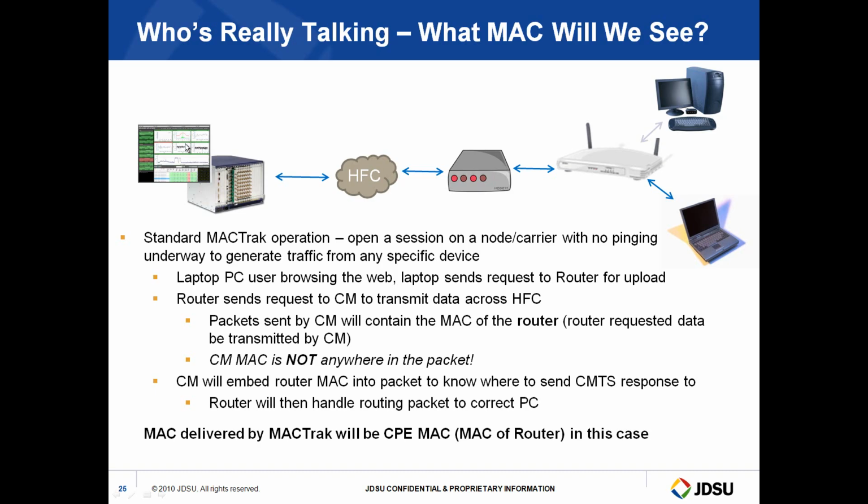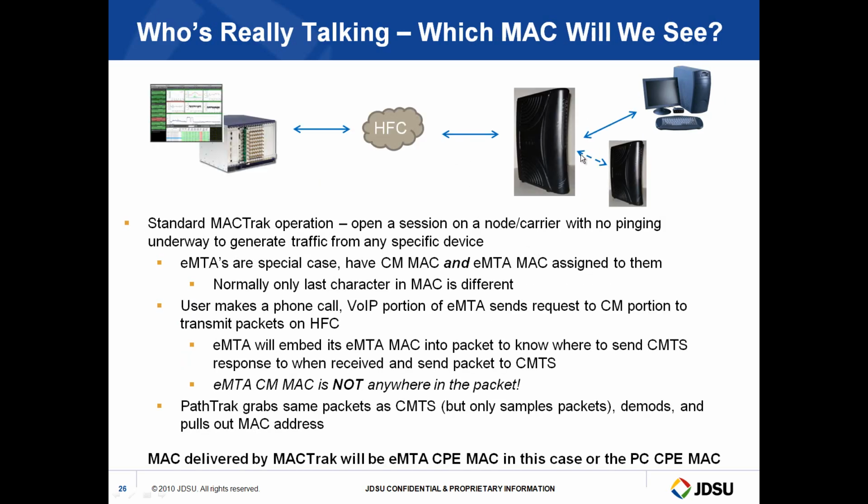In that case, PathTrak would get the router MAC, which to your CMTS and to your back office systems is the CPE MAC, so it's still not a big deal. You just have to get from CPE MAC to cable modem MAC generally to get into the billing system and get the street address for that packet.